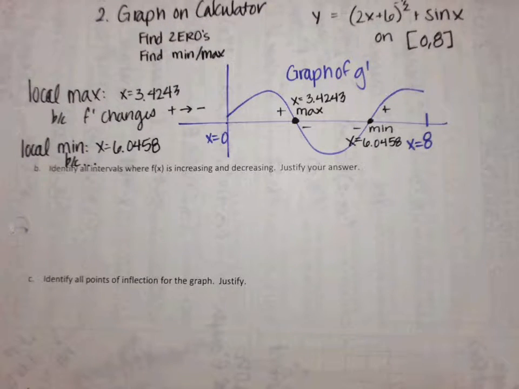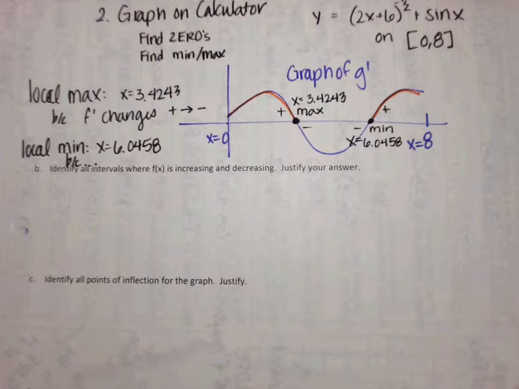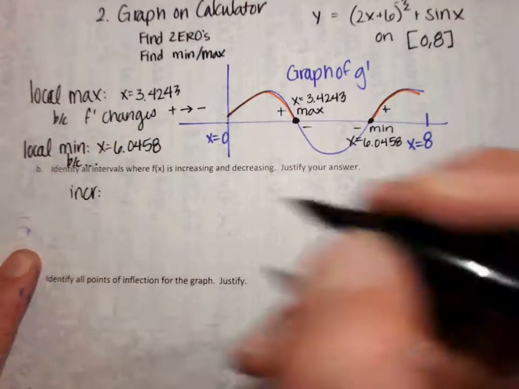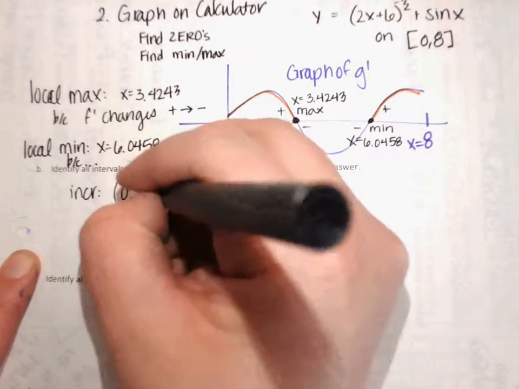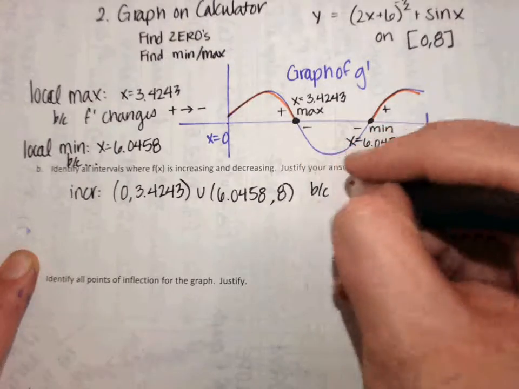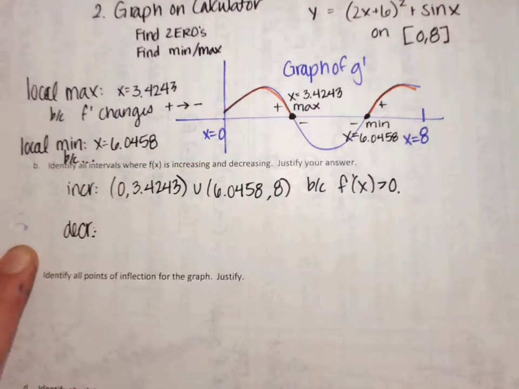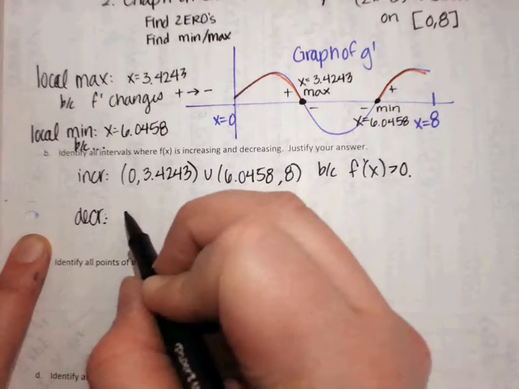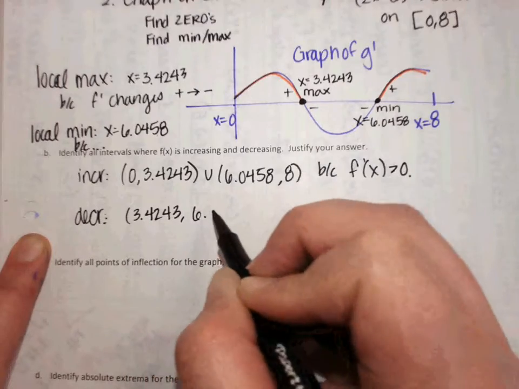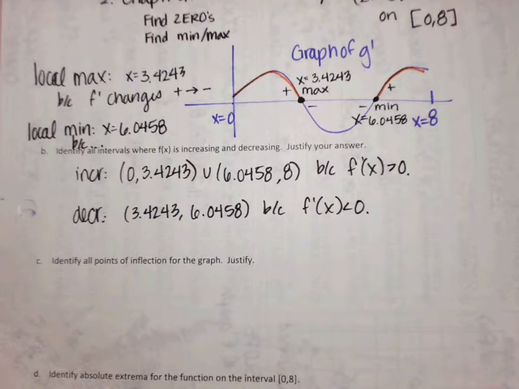Okay, for increasing and decreasing, what am I looking for in my graph? I need it to be above. So, where on the graph am I above the x-axis? 0 to 3, and then from 6-ish to 8. So when I list my intervals for increasing, those are the ones I'm going to put. So 0 to 3.4243, union, and then 6.0458 to 8, because f prime of x is greater than 0. Now for decreasing, I need my graph to be below the x-axis. Where is it below the x-axis? 3.4243 to 6.0458, because f prime of x is less than 0. Make sense?